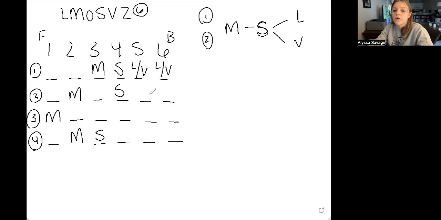Now I'm going to focus on world 2 and then we'll focus on world 4. But in world 2, I'm going to focus on where I can place L and V. And it's kind of the same thing with our first world. L and V have to go after S. And because I only have 2 spots and I don't really care about the order of L or V, I'm going to flip them.